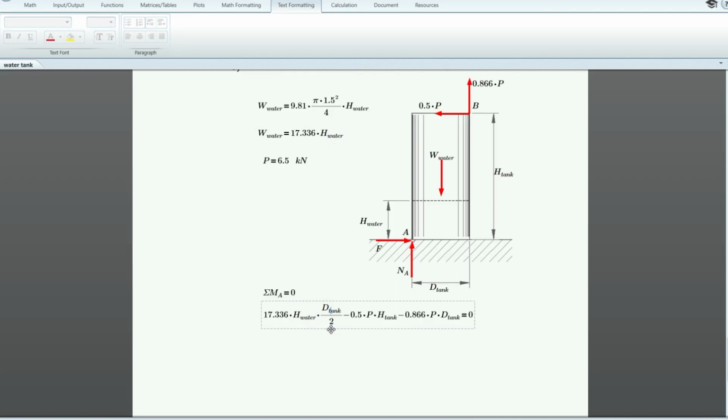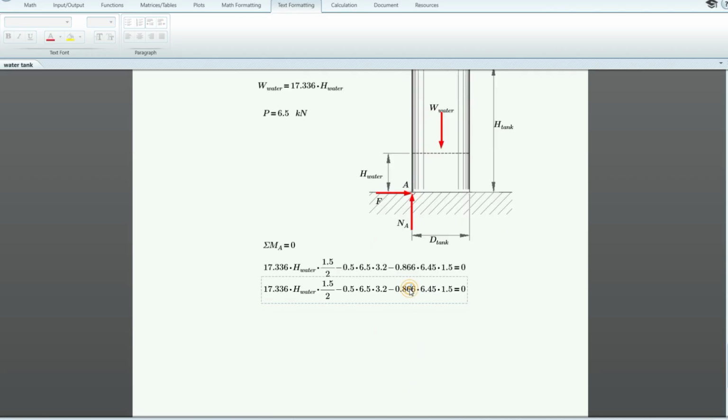Diameter of tank is still 1.5. P is now given at 6.5 kilonewtons. Height of tank is still the same at 3.2 meters. Again, this is 6.5 and this is 1.5. Let us evaluate these constant terms first. This is, by the way, negative, equals negative 18.779. And this one, how much is this? Equals 13.002. Okay, so we can add 18.779 to both sides of the equation.